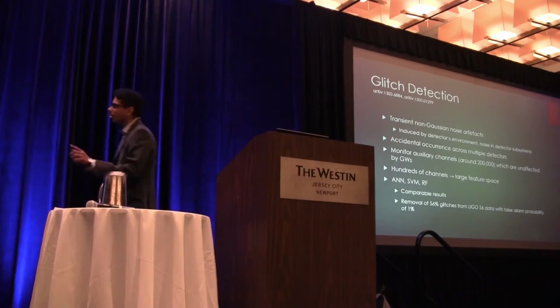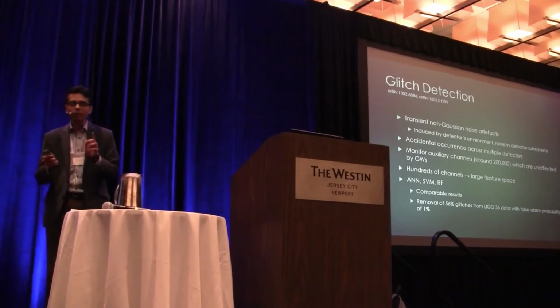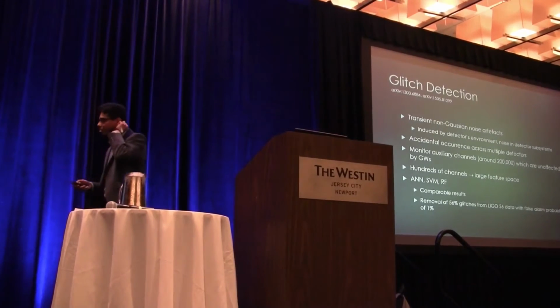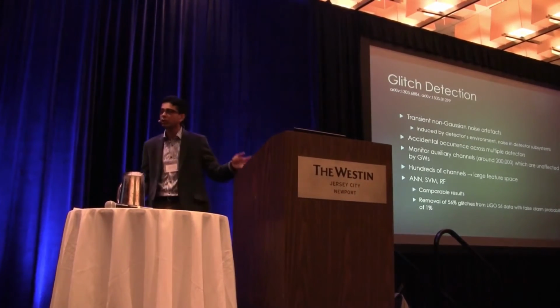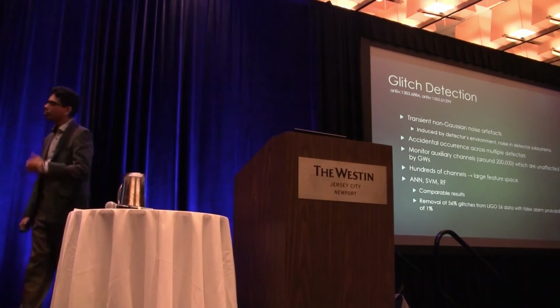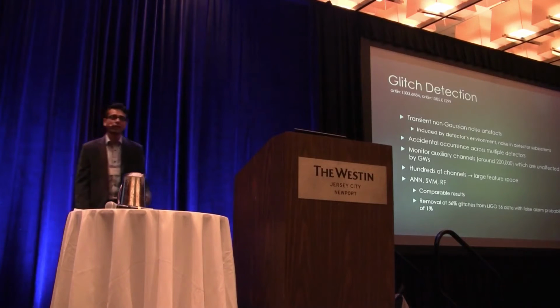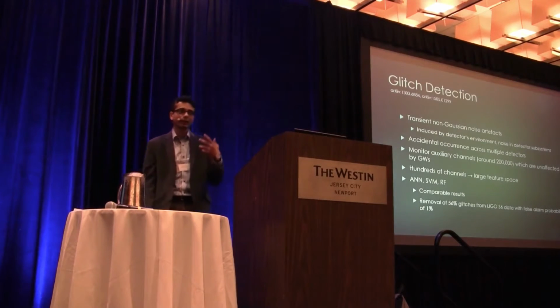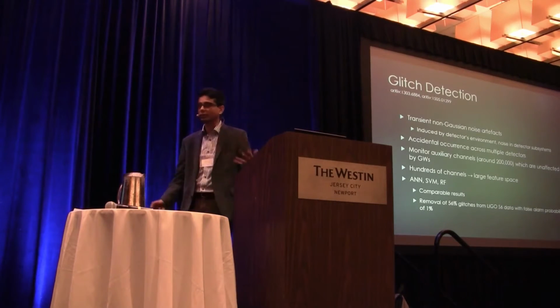So I think this is where machine learning techniques could be very, very useful, and people have already applied machine learning techniques. People have applied neural networks, support vector machines, random forests, in order to try and build classifiers to figure out whether whatever they have detected is actually a gravitational wave or it's just a transient.